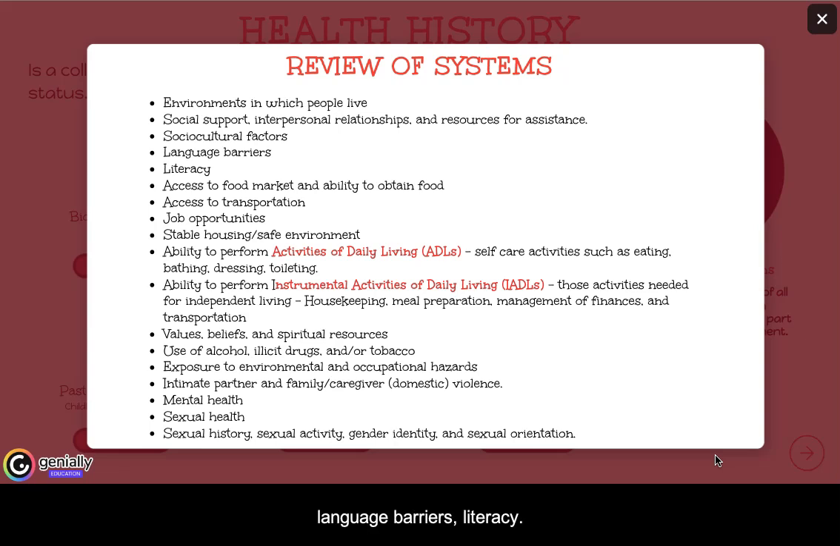Socio-cultural factors, language barriers, literacy. What is their health literacy? What level is it? Access to food, healthy food. Access to transportation, job opportunities. I mean, do they still work? Do they not work? Stable housing. Do they have a safe environment to live in? How is their ability to perform their activities of daily living, and their instrumental activities of daily living? These both are slightly different.